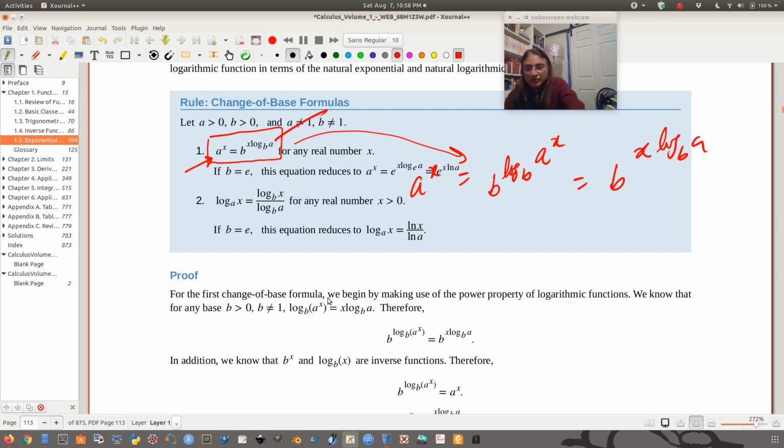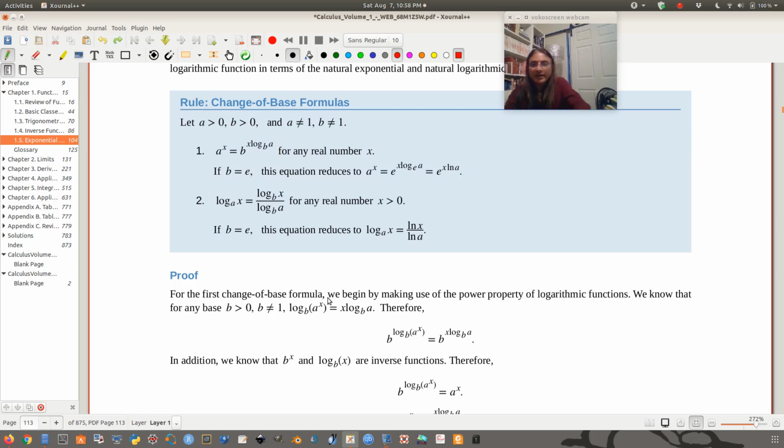Okay, so pretty straightforward. And now if you want to change log of a to log of b, so if you have log to the base a of x, it is the same as log to the base b of x over log to the base b of a. How do we prove it? Okay, so what we need to prove is that log_b a times log_a x is equal to log_b x. This is what we have to prove.